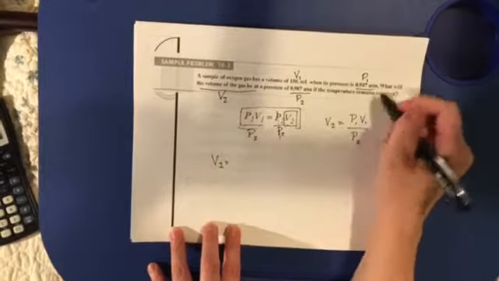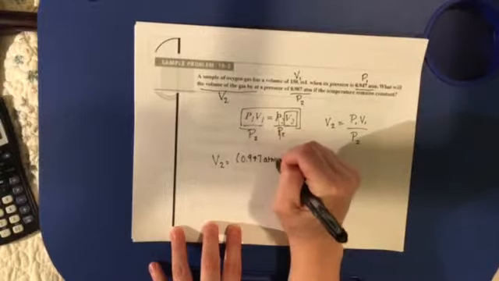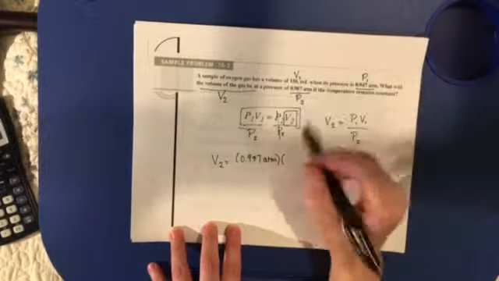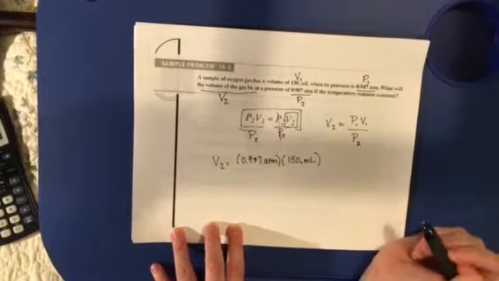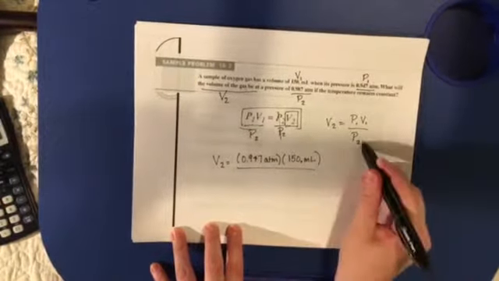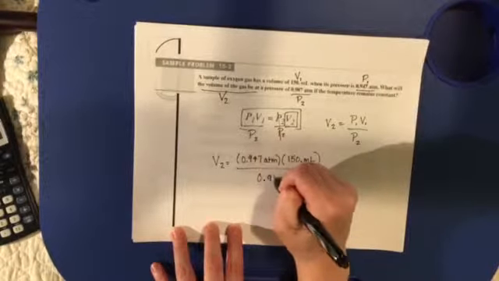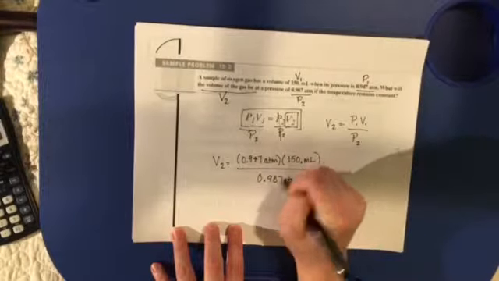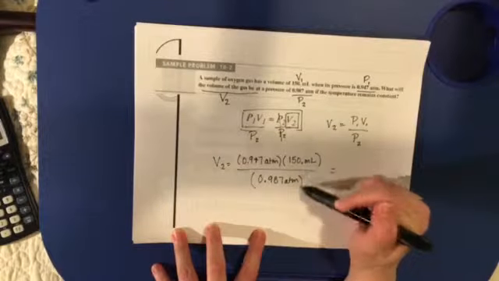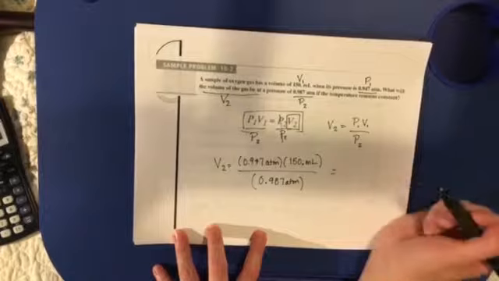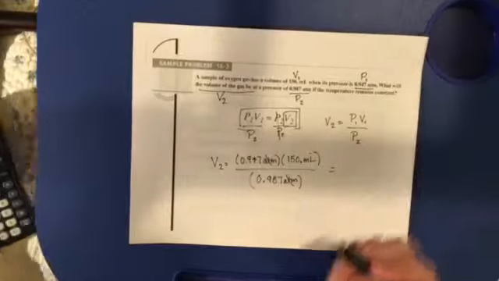V2 is going to equal P1, which is here, 0.947 atmospheres, times V1, which is 150 milliliters. Decimal is important for significant figures. And we're going to divide by P2, which is 0.987 atmospheres. So what we're doing here is increasing the pressure, so we're going to expect the volume to decrease because it's an inverse relationship. Here you can see that the units cancel to give you milliliters.